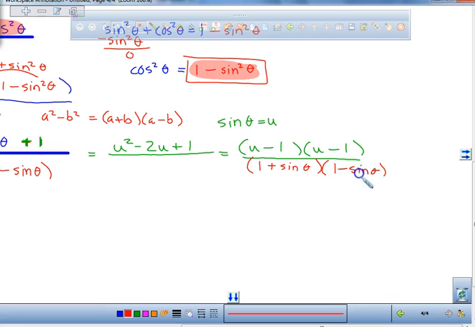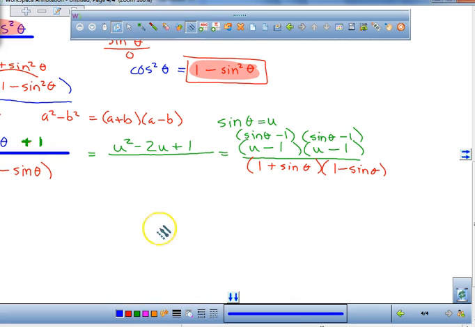So now that I have that factored, I gotta change them back. So what am I gonna change this back to? Instead of u, what are you going to write instead? You're going to write the sine of theta minus 1 and the sine of theta minus 1. So here's what you have. By the way, we're so close.